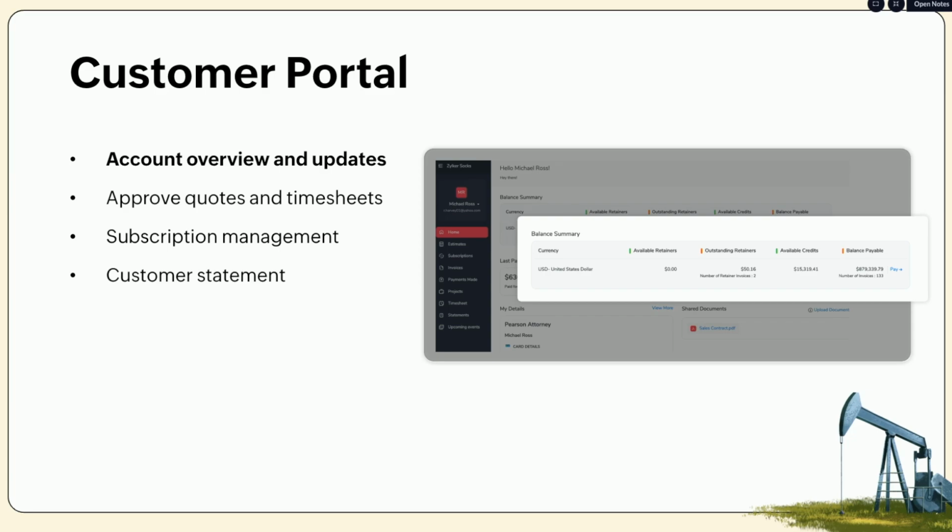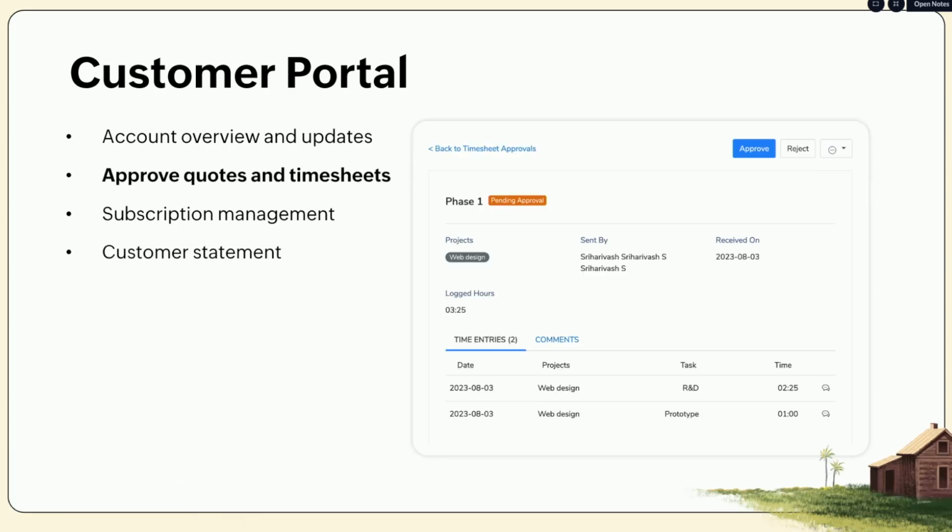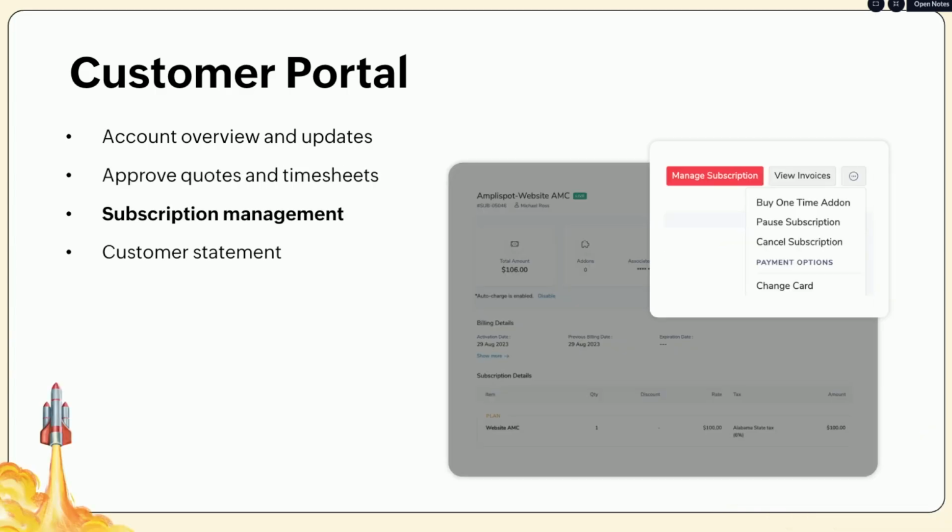The customers themselves can log into the portal, see all their transactions in one place, see their overdue, and they can also manage their quotes. So if you have sent estimates or quotes, they'll be able to accept it. If you have sent timesheets for approval, they can approve it from the customer portal. And if they have any subscriptions, they can also manage the subscription.